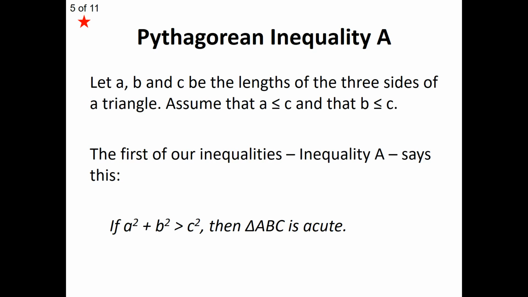Let a, b, and c be the lengths of the three sides of a triangle. Again, we're going to let the c value be the greatest of the three sides, so a is less than or equal to c, and b is less than or equal to c. So make sure c is one of the greatest values. Then inequality A says this: if a squared plus b squared is greater than c squared, then our triangle ABC is acute. So how are we going to prove this?